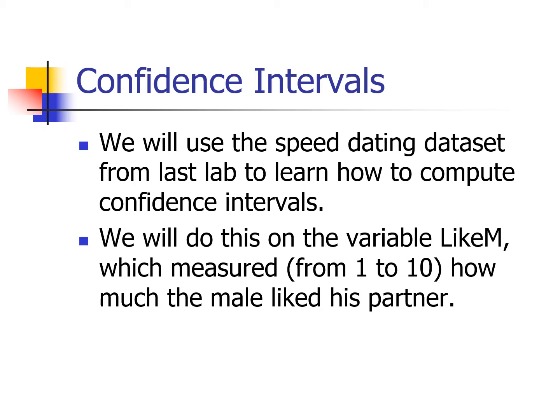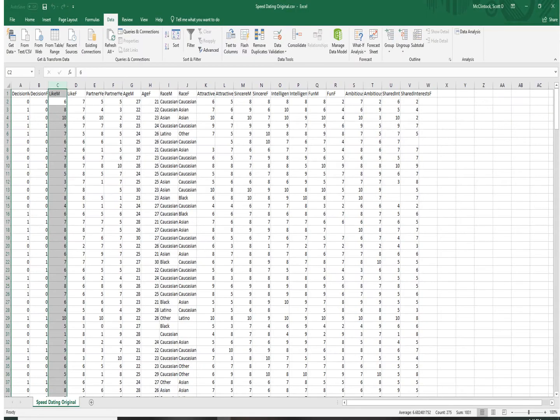So how do we do a confidence interval? I'm going to go ahead and show us how to do it again for the like im variable. Remember, the like im variable ranged from 1 to 10, and it was a measurement of how much the male liked his female partner. He rated how much he liked her from 1 to 10. So again, just reminding us what the data set looks like, the like im variable is that C column, goes from C2 to C276.